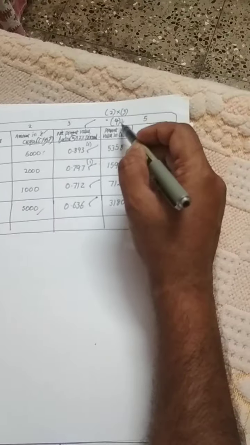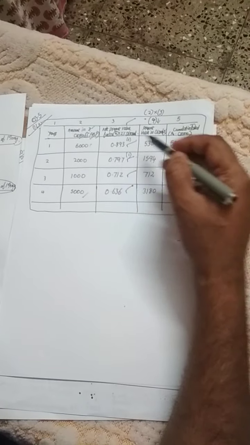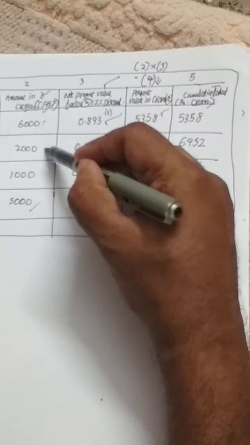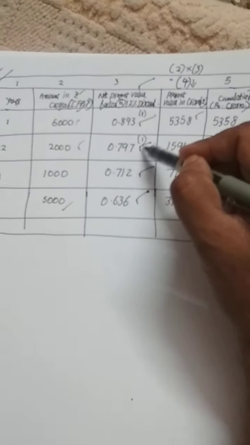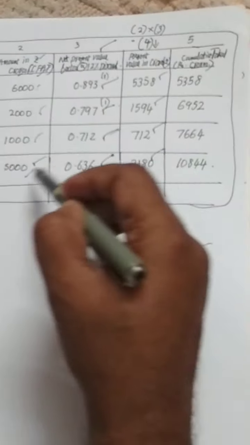So you could see column 4 is column 2 into column 3, that is 6,000 into 0.893, we get 5,358. 2,000 into 0.797, we get 1,594. 1,000 into 0.712, we get 712. 5,000 into 0.636, we get 3,180. Again, I will make it clear. The 6,000 we are getting in the first year end has only the present value of 5,358 when it comes to the year end.